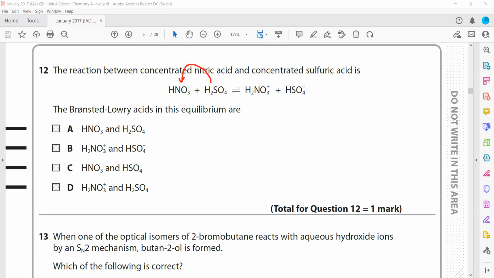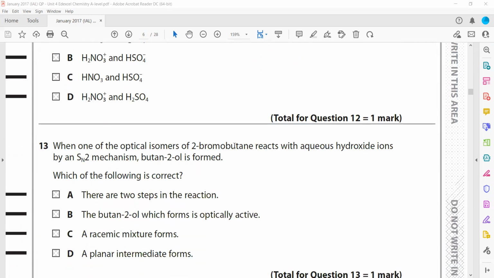So the question is, which statement is correct about this equilibrium? The Bronsted acid in the equilibrium. As we know, H2SO4 is an acid, so the option with H2SO4 will be right. Either A or D will be the answer. But HNO3 is not an acid, it is accepting a proton, so that's why D is the right answer. And you can check the reversible reaction. In the reversible reaction, H2NO3 reacts with HSO4, so it will donate. So H2NO3 is donating, that's why it is an acid. As per the definition, acids are proton donors.